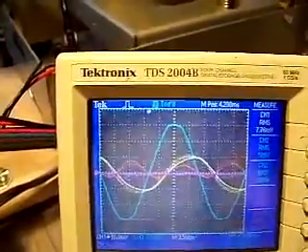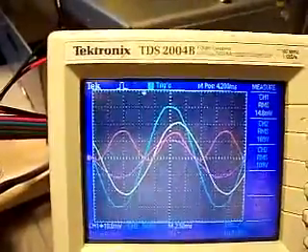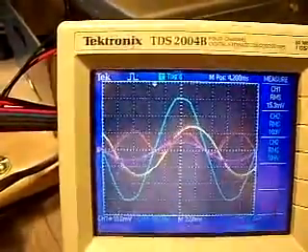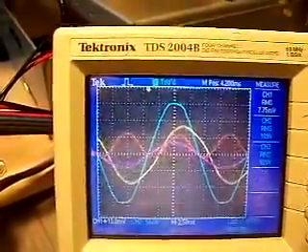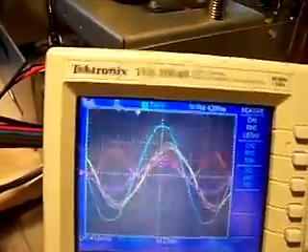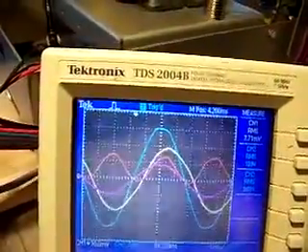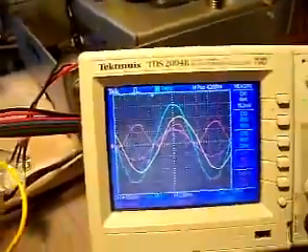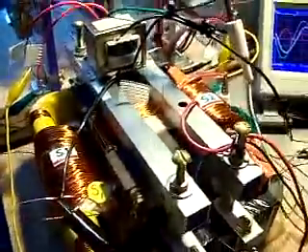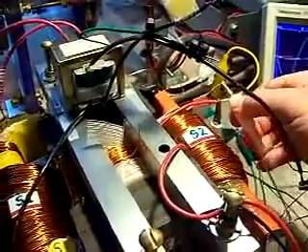So that's conventional transformer operation, and rough numbers are the current increases by about double, and the power increases by about 300% in the primary. So now what I'm going to do is I'm going to switch over and put the BiToroid on load here.